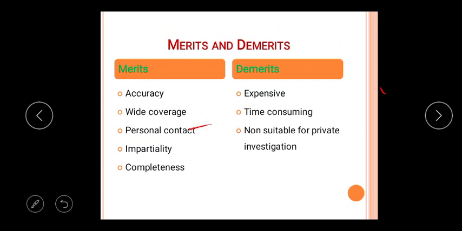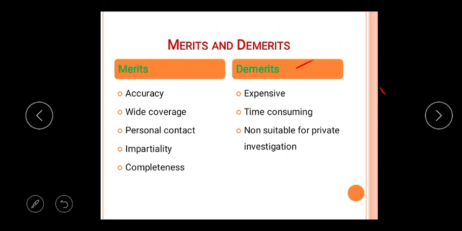Dear students, the enumerators themselves do not need the required information because they are only helping the investigators in the collection of data, so the enumerators are impartial to the nature of information that they obtain. Students, schedules have the merit of completeness because these are filled in by the enumerators themselves. That is, the researcher can get the complete answers to all the questions in the questionnaire.